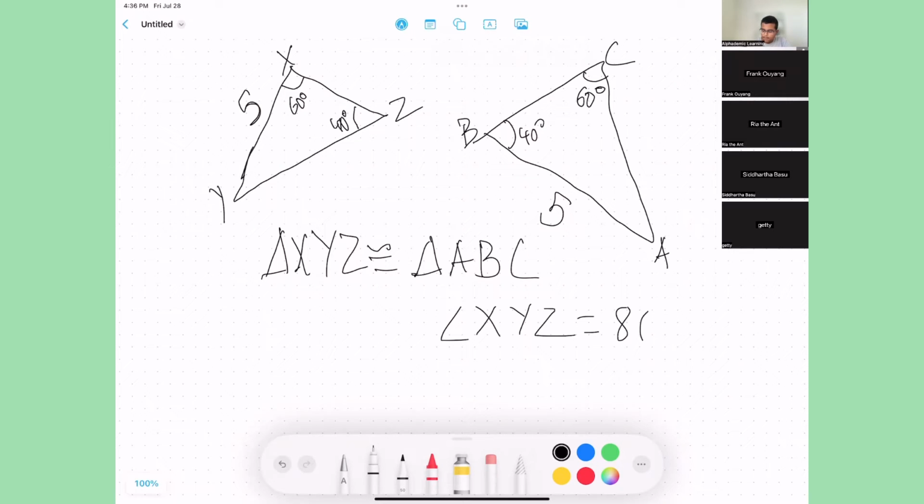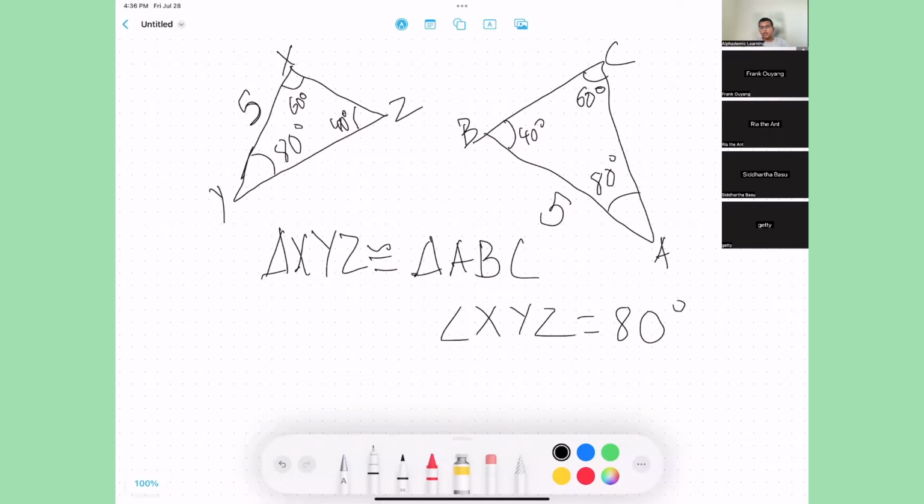It's 80, right? Because if you remember the things we covered last class, the sum of the angles in a triangle is 180 degrees. The sum of the angles already given in the triangle was 60 plus 40, 100. So if you subtract that from the sum of the angles in a triangle, that's 80 degrees. And similarly, this is 80 degrees.